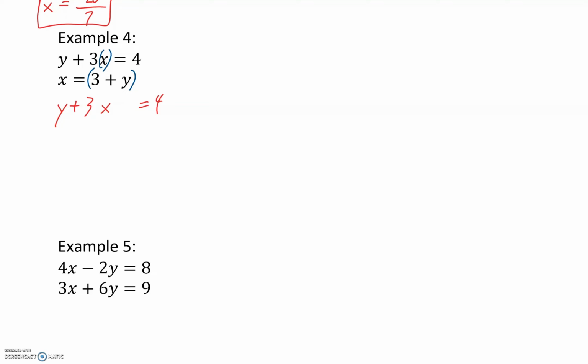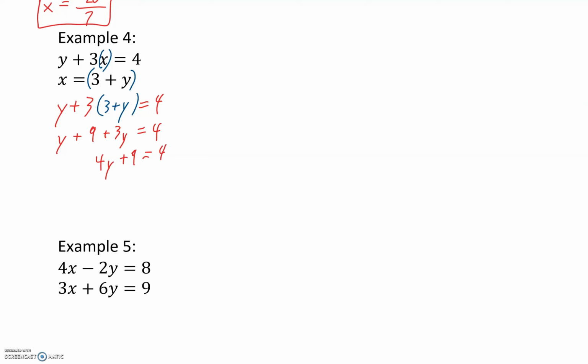So this is the original equation, but you're going to see that we're going to substitute that in instead of the x. Okay, so that's instead of the x. Now that we have that, we can just simplify and solve. So first I'm going to expand that out. So it's going to be 9 plus 3y. And then we're going to put the y's together. So 4y plus 9 equals 4.